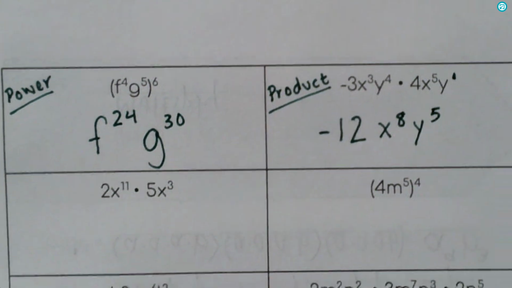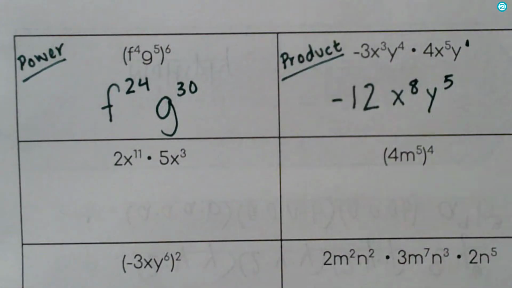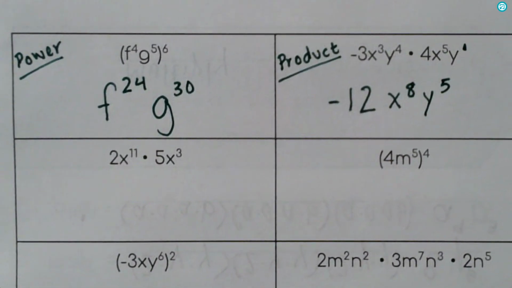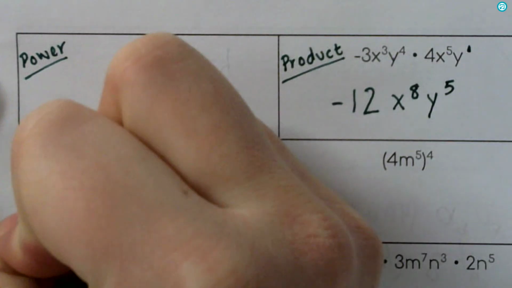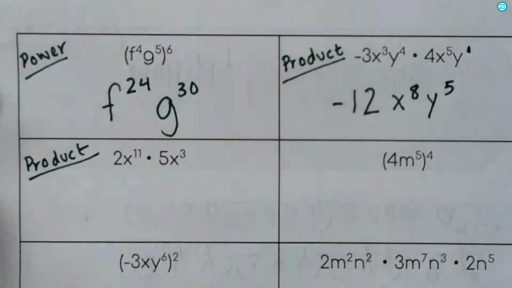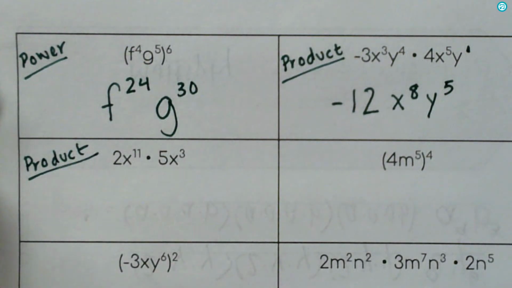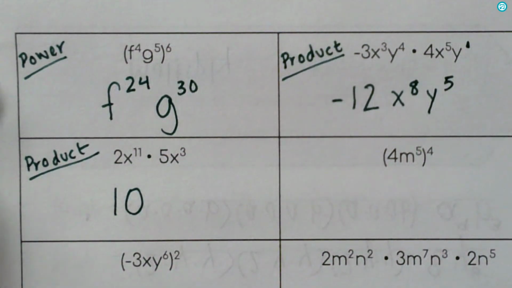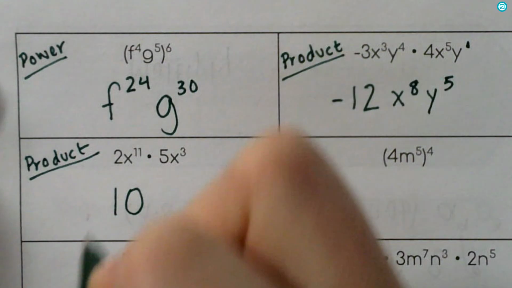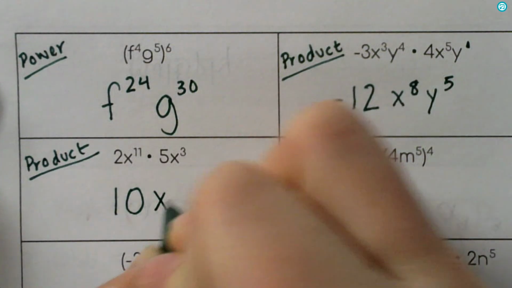Hey, next one, this 2x to the 11th, 5x to the 3rd. What rule am I using there? Product, because I am multiplying. Product is just the answer to a multiplication problem. So product rule. My 2 and my 5, treat them like normal. I've got 10. And then x to the 11th and x to the 3rd, add them together. I've got x to the 14th.